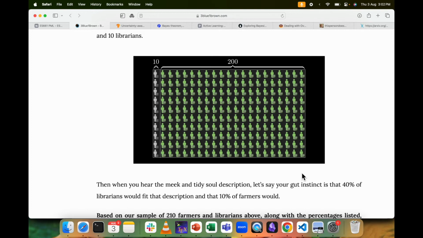Yes, ma'am. So this description fits only 10% of the farmers, but the number of farmers is huge. While it fits a large proportion of the librarians, the number of librarians is small. So if you were to take only this sample of 210 people, how many out of the 200 farmers do you expect would fit this description? 10% of it, which is 20. How many of the 10 librarians would fit this description? 4.